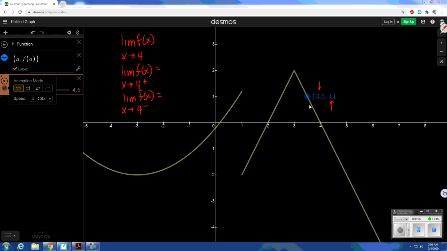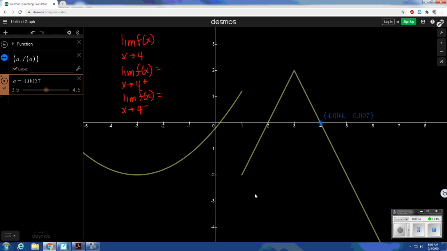As we get really close to 4, or even reach 4 in this case, what is the corresponding y value? That will be the answer to our one-sided limit. So let's pay attention to that. As we run through this animation, we can see that as this point gets close to 4, it looks like our y value is getting very close to 0.